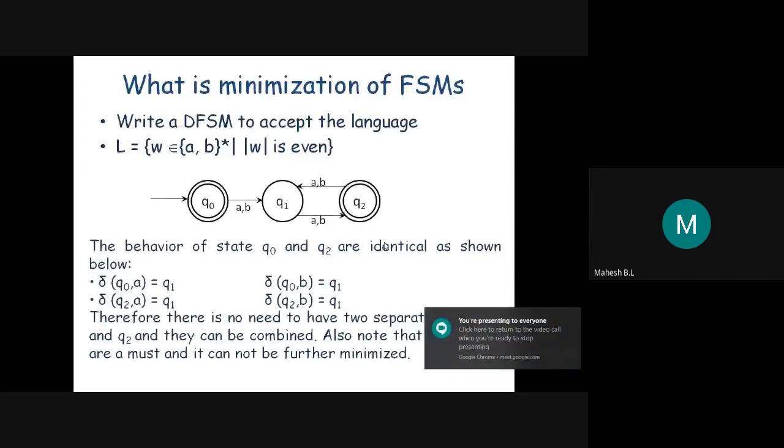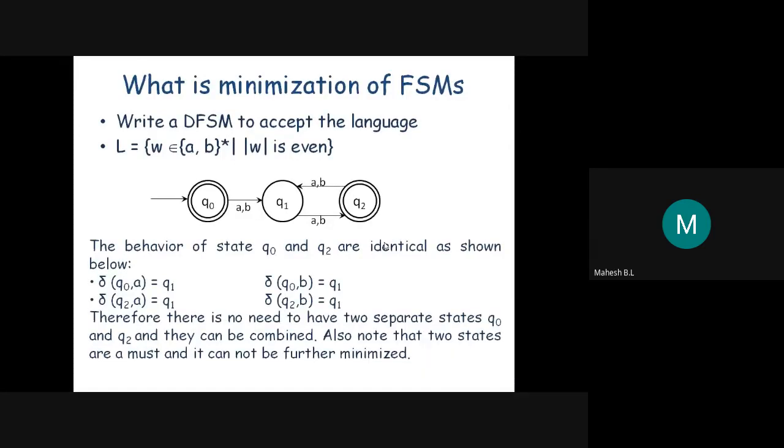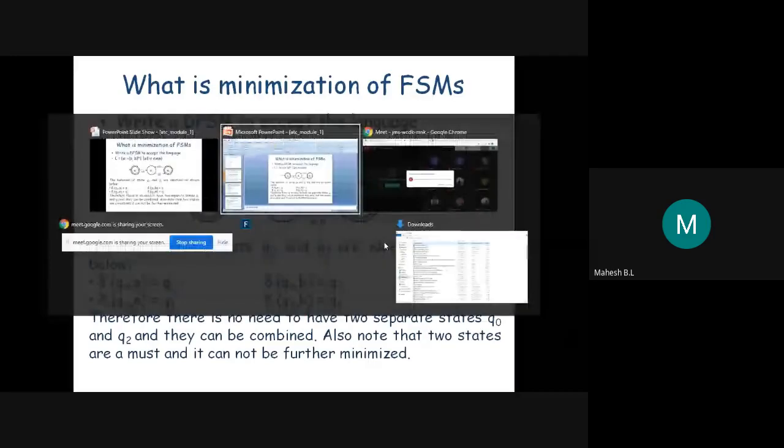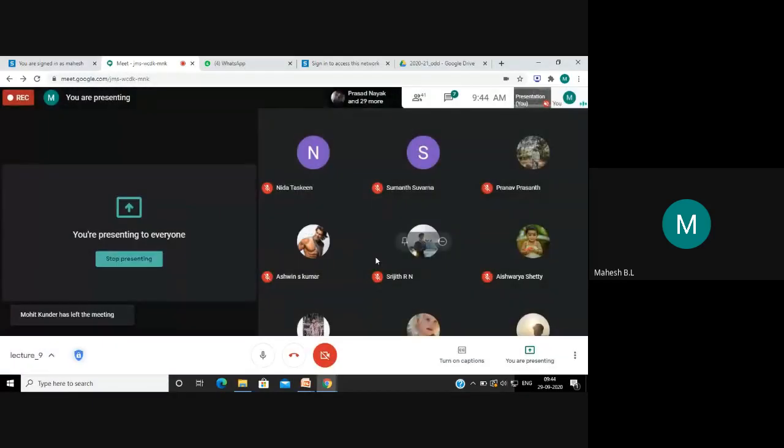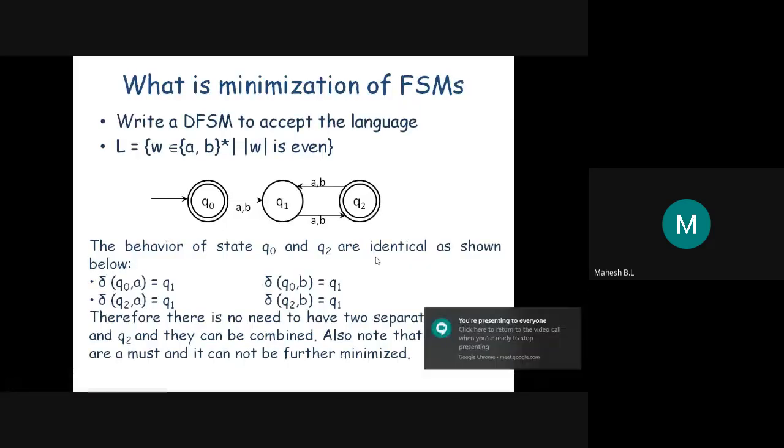In the last class, we were discussing the conversion from NDFSM to DFSM, how to convert a non-deterministic finite state machine to a deterministic finite state machine. So in today's class, we are going to discuss the minimization of FSM.